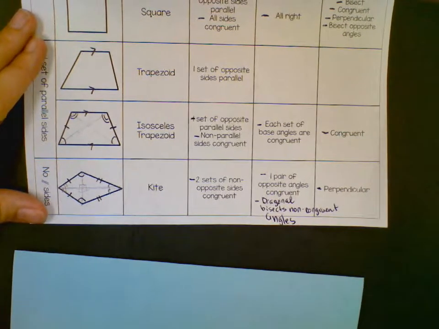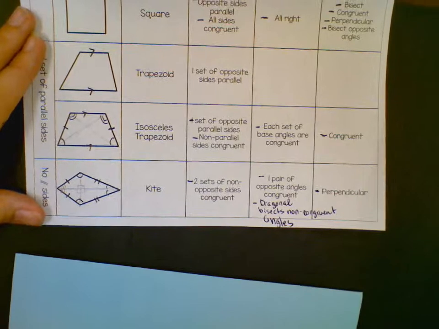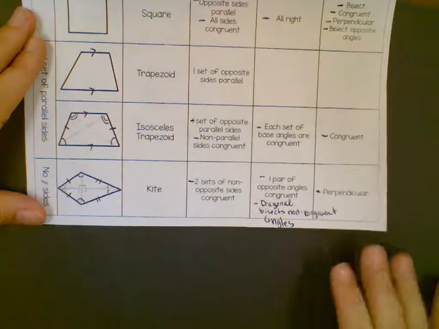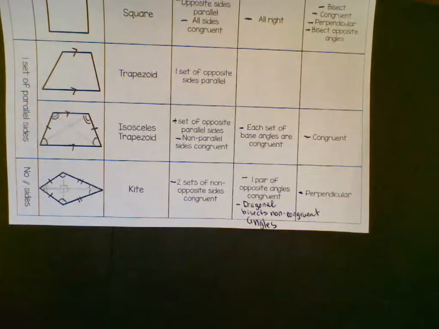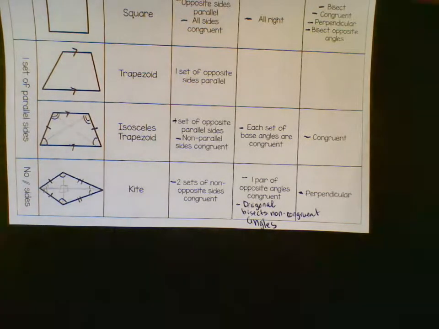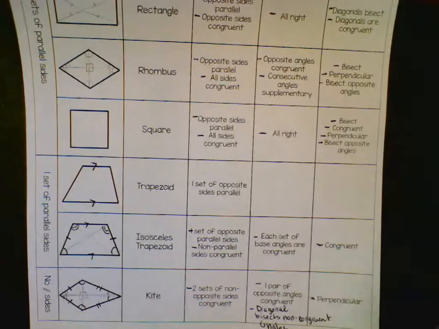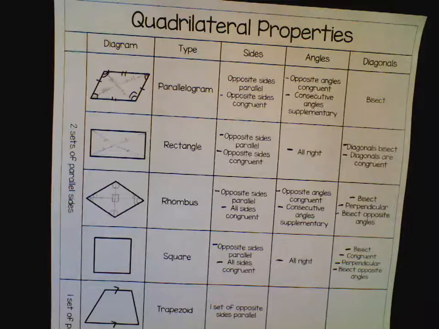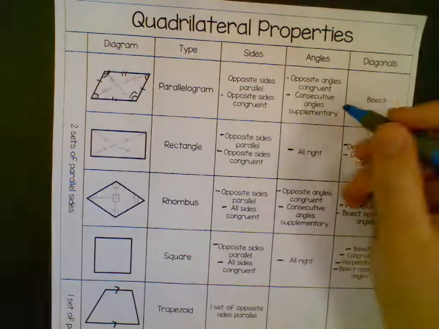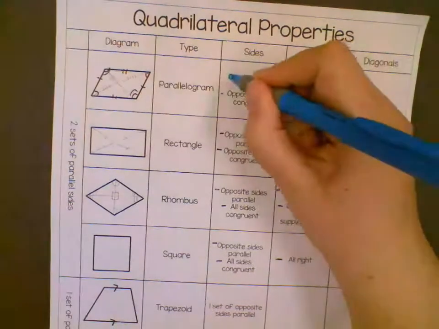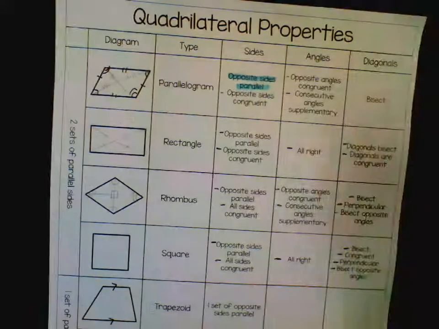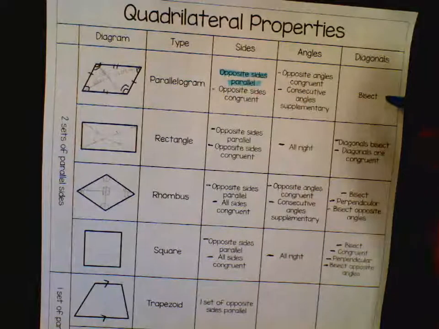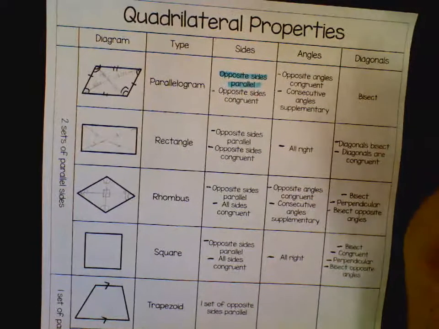Okay, so if you had a hard time seeing all this tiny writing, I will scan this and put it on my website. But before that, I want us to highlight in each category what the definition was and what the theorems were. Or let's just do the definitions. So the definition of a parallelogram was that opposite sides were parallel. Okay, so those other four things are theorems.